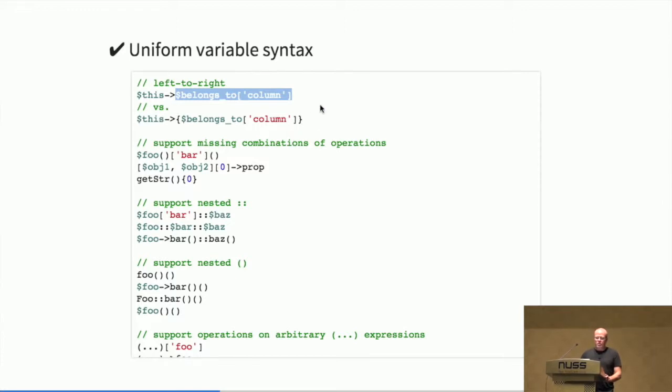In PHP 7, it's always left to right. So the grouping is always this belongs to. So if you have a variable named belongs to that has an element column, that value will then get returned. That's not how it works in PHP 5 currently. It'll look in belongs to column, and if that has a value, that becomes the name of the property, right? So you can get the PHP 5 behavior simply by adding curly braces here. So you can get it to work exactly the same, but you have to add curly braces to have it dereference the right side first before it does the left.